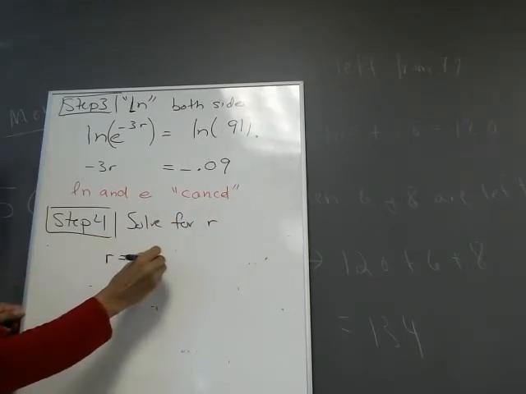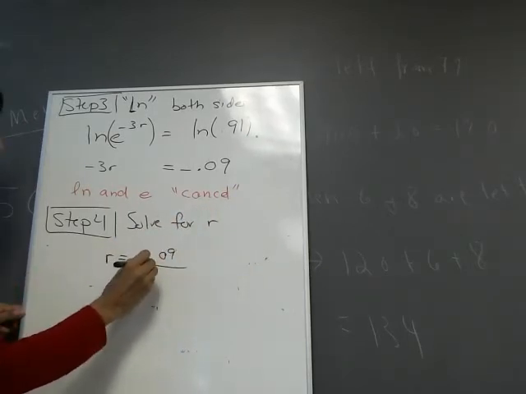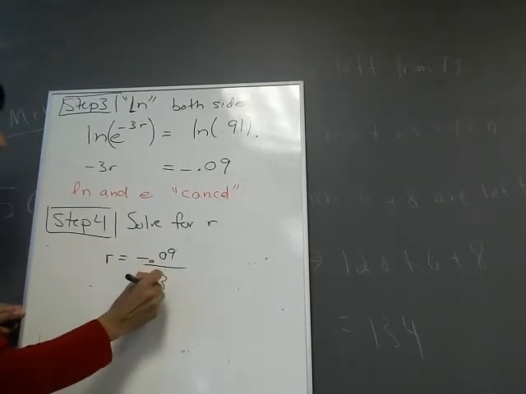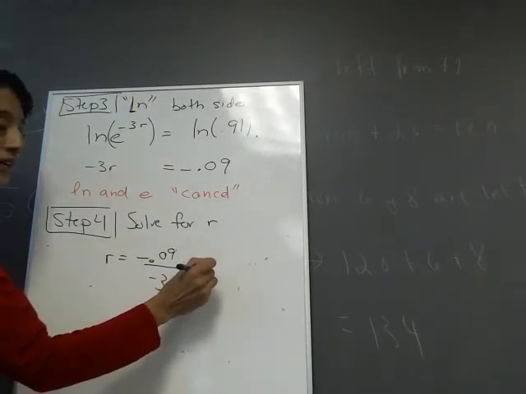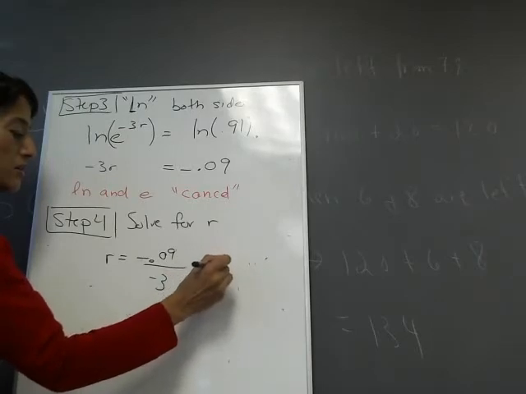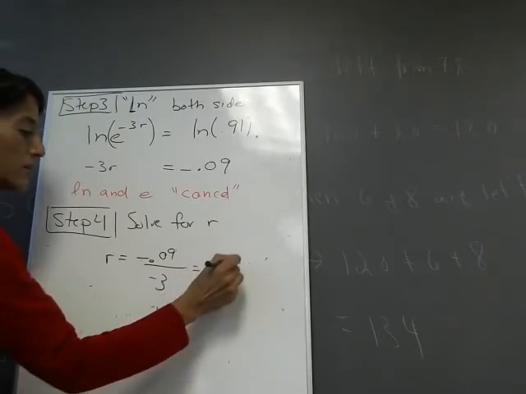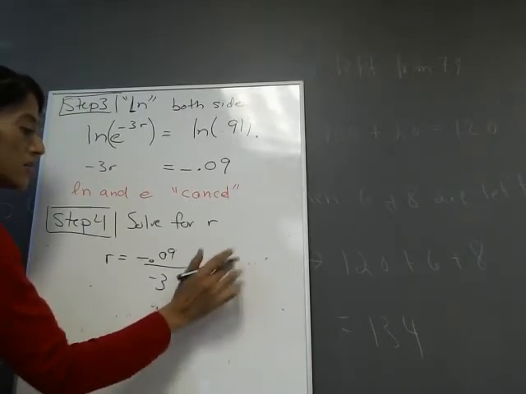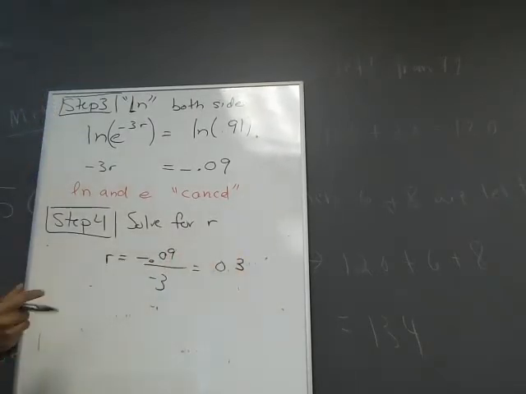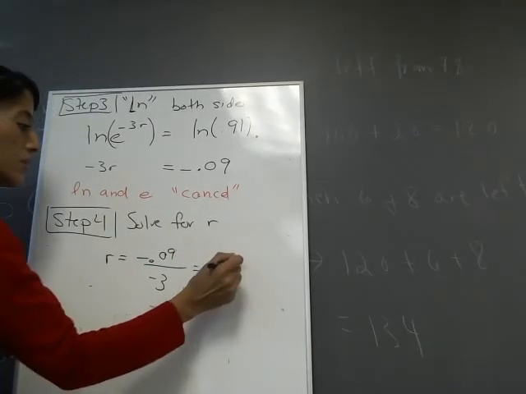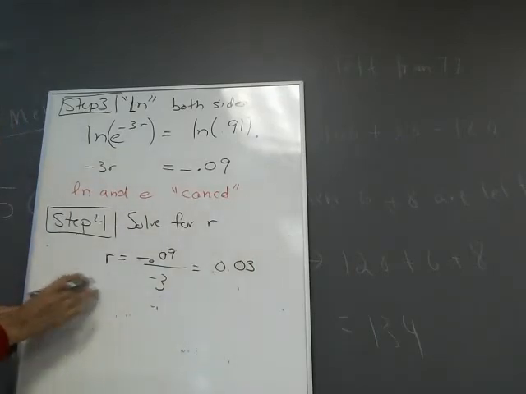All right, give me that nice number on the calculator. 0.03. Okay, so now I got my formula.